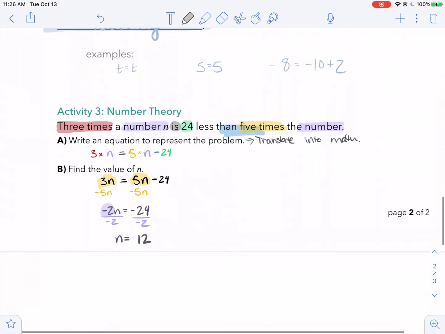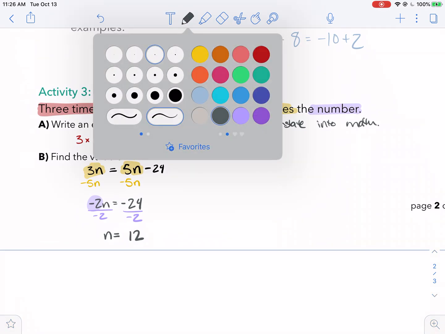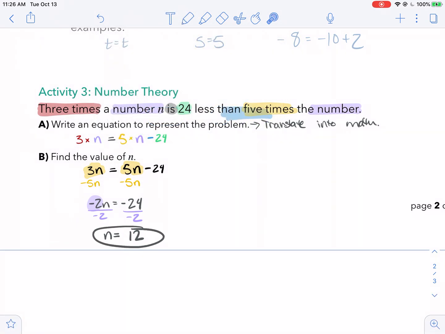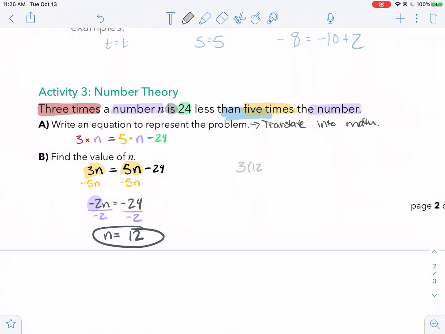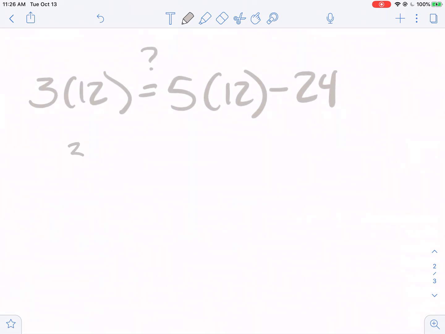So n is 12. Now that means that 12 is the solution to our problem up here. Is it true? Well, let's check our work. Is it true that 3 times the number 12 is 24 less than 5 times the number 12? Let's find out. What is 3 times 12? That is 36. I'm asking a question, is 36 equal to 5 times 12, which is 60, minus 24? Why, yes. Yes, that is true. So yay, we did it right.